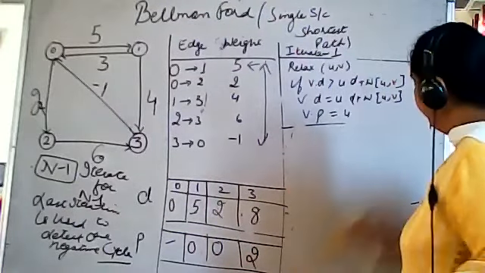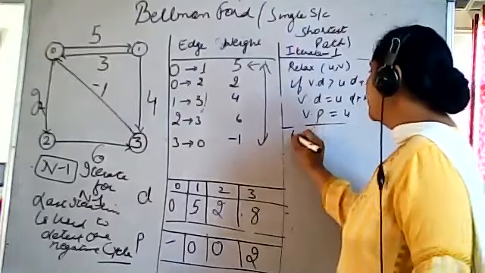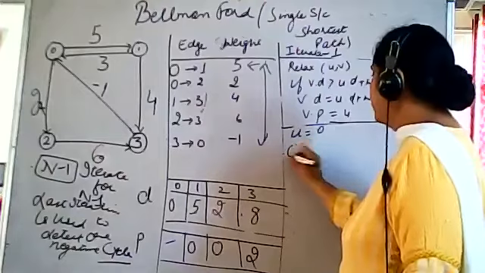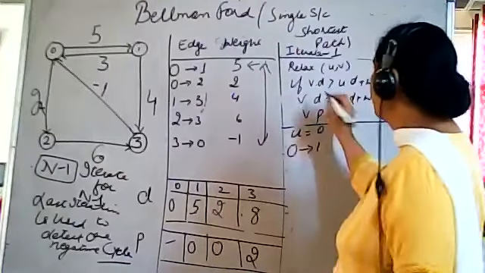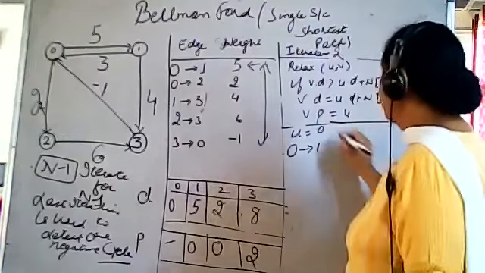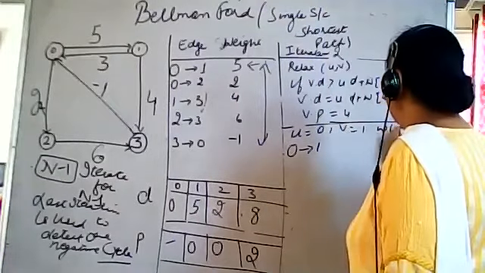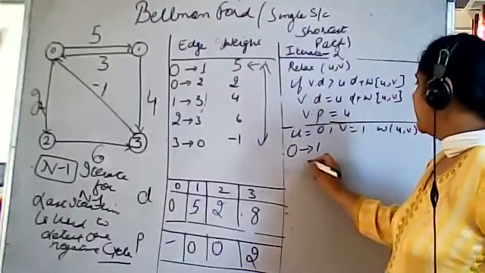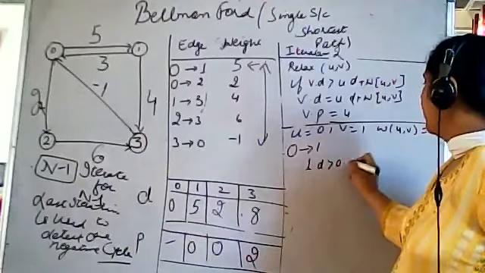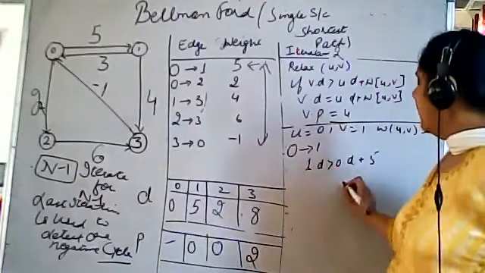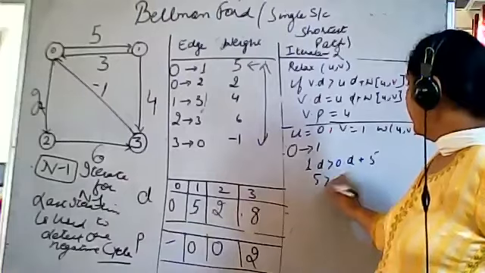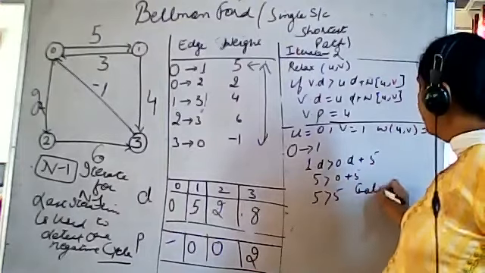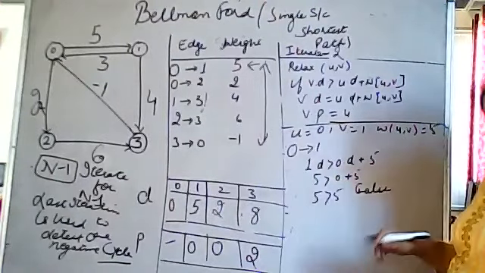Now again start off with this. U is equal to 1, 0. First aap consider karenge edge 0 to 1 wala. Second iteration shuru ho gaya hai. Yahan aap likhenge iteration 2. So V is equal to 1. W of U comma V is 5. Now see, V of D is 1 comma D is greater than 0 comma D plus 5. 1 comma D is 5. 0 plus 5. 5 is greater than 5. False. Move to next iteration, next part.